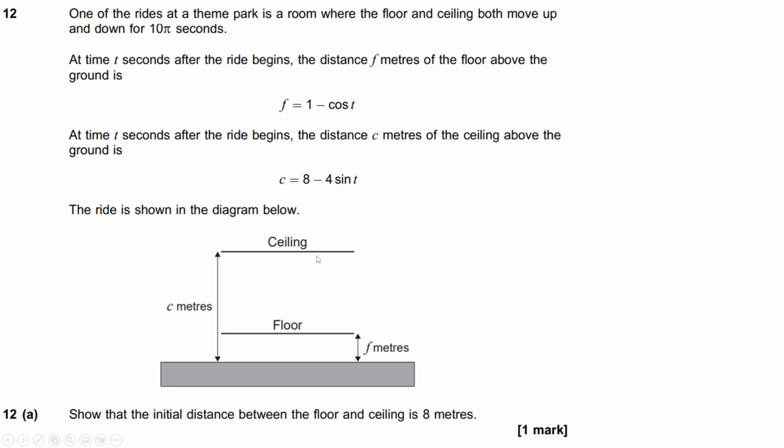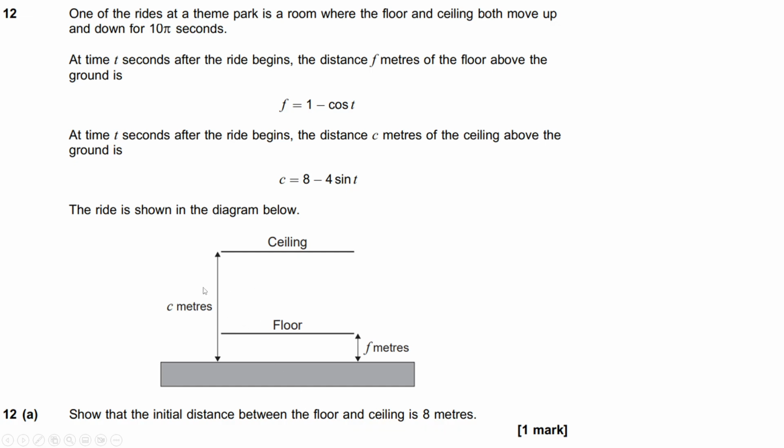We've got a ceiling, we've got a floor, and it's got a height c between this thing here and the ceiling, and then the floor is f meters above the ground. It's like a ride, and it moves over the course of 10 pi seconds. At time t seconds after the ride begins, the distance above the floor is modeled by this, and the distance c meters is modeled by this. The ride is shown in the diagram below. Show the initial distance between the floor and the ceiling is 8 meters.